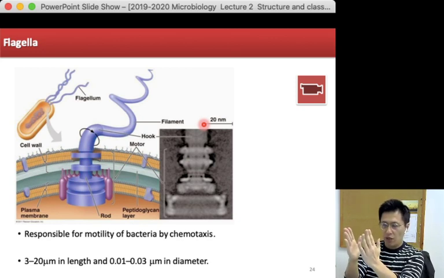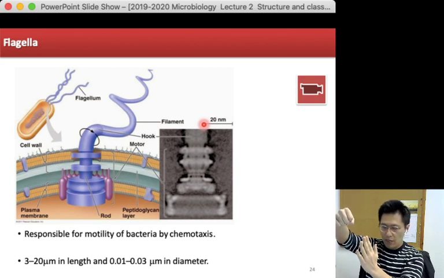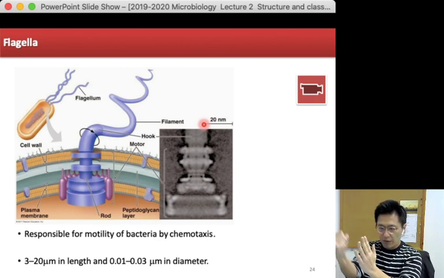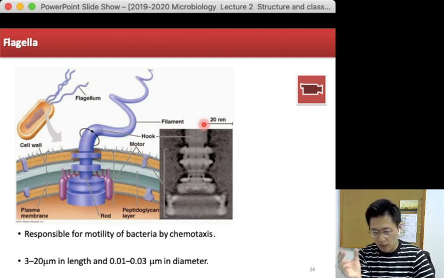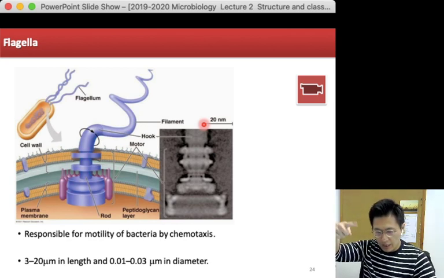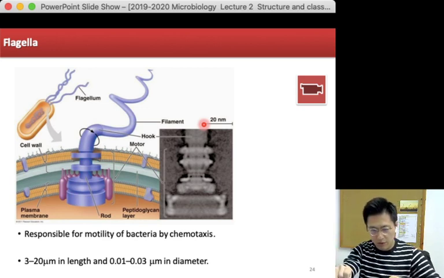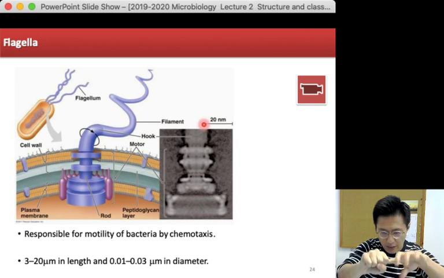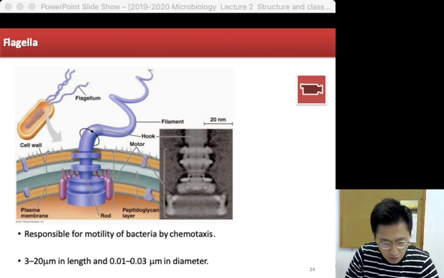In complex 5, there's an ATP synthase. When the protons are driven from the outside to the inside, they will rotate the motor. So the flagellum can work, creating turbulence in the water, so that the bacteria can move. Okay, so let me play the video of the mechanisms of the flagella.